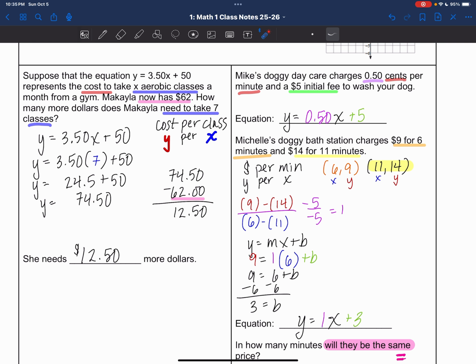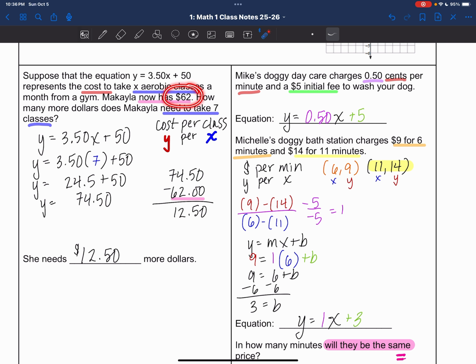So first, we need to make sure we set up the equation, which we have here. Let's plug in what we need. So we need to take 7 classes. So classes is your x value. And so we substituted that in and we got y equals 74.50. So this is if she were to take 7 classes. So if she has 7 classes, she needs 74.50.